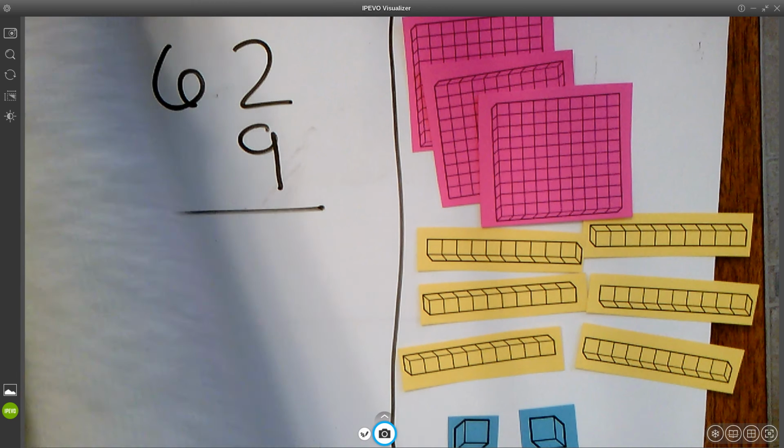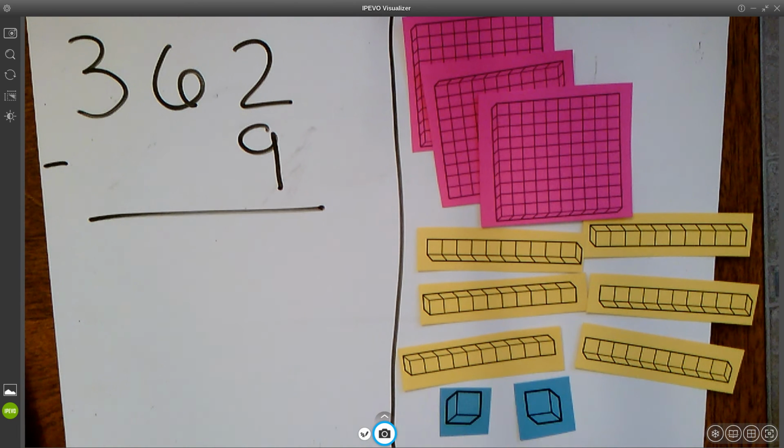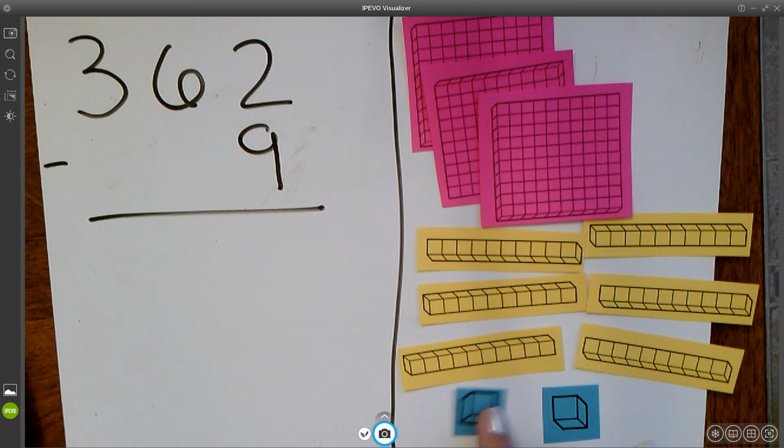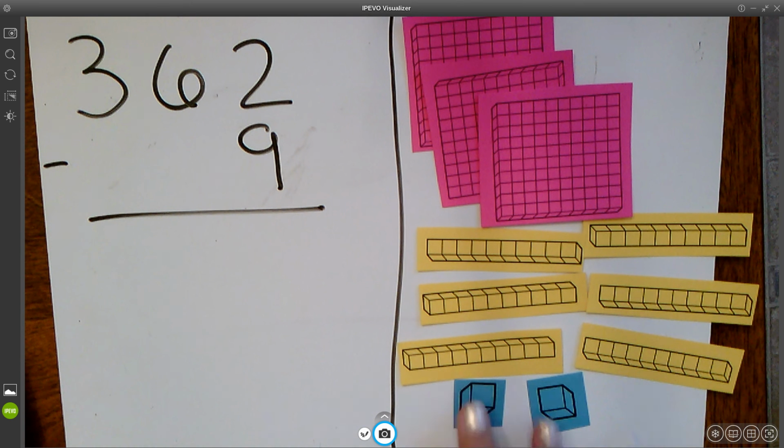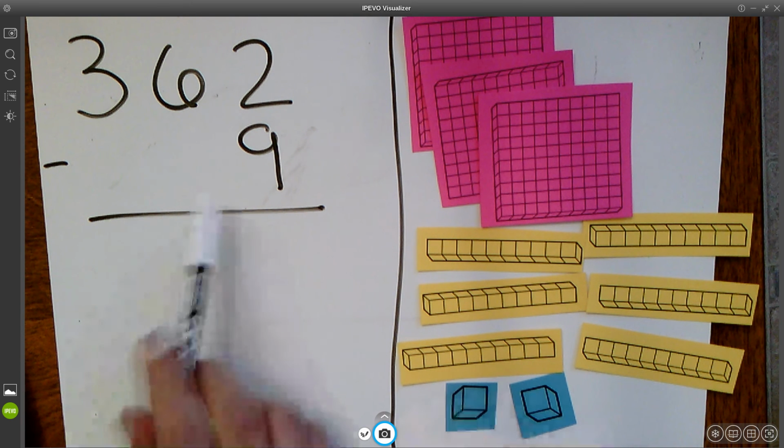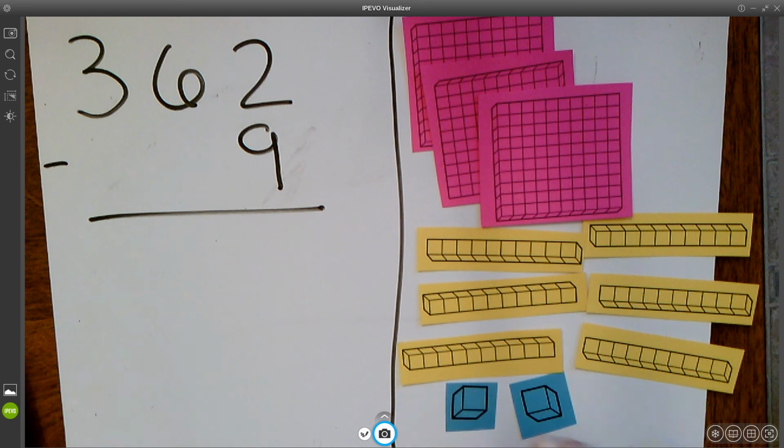Now we start in my ones. So if I'm going to take away 9 ones, I'm going to start with my blue squares. Now I don't have 9 ones to take away from. I can't take away 9 from 2. 2 is not a big enough number. I have more on the floor. So I'm going to show you what you do in this situation.